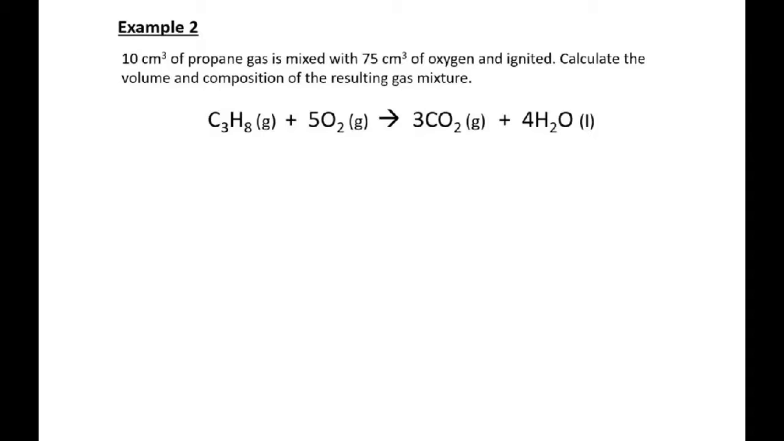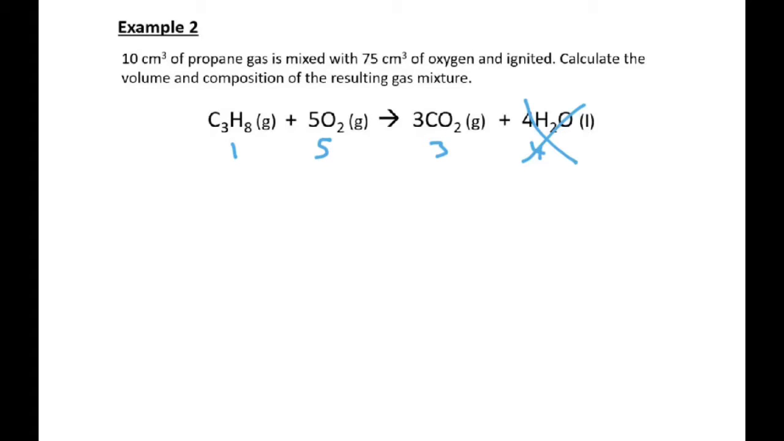So example 2 here is slightly different. Here we have different gases reacting, and we're producing a gas as well, and we've been given some quantities in the question here, and we're asked for the volume and composition of the resulting gas mixture. So again, we're using the coefficients in the equation and the molar ratio to work this out. Our ratio is again 1, 5, 3 and 4. Water can be discounted because it's a liquid and we're only concerned with gases in this equation.